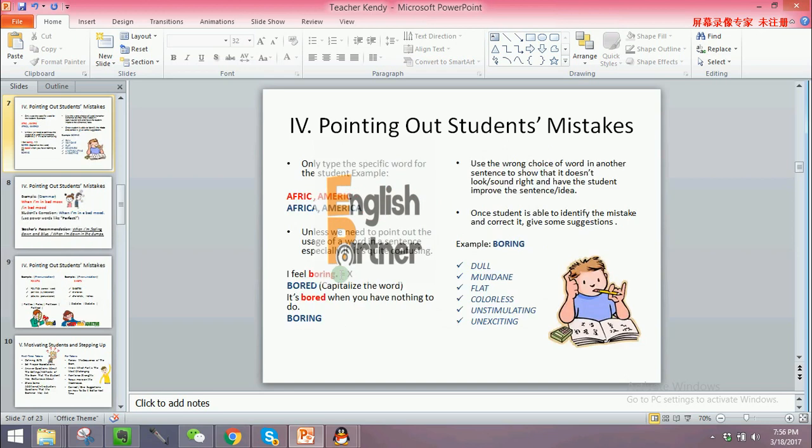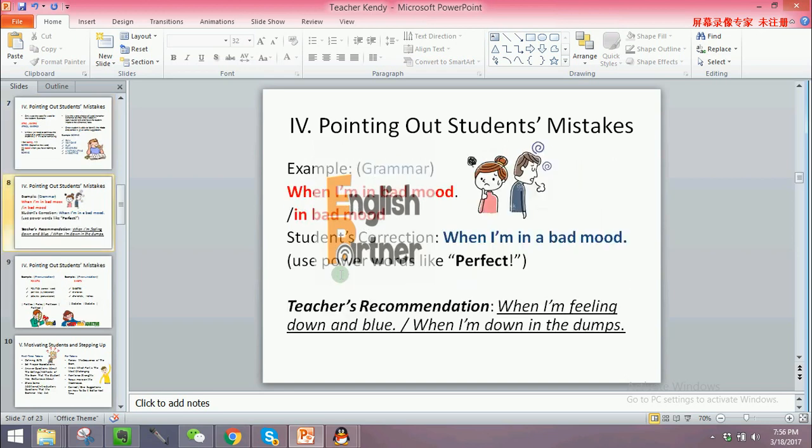When I point out their grammar mistakes, another grammar mistake example is this. The student says, when I'm in bad mood. So I can type either that short sentence, or I can simply just say, in bad mood. Yeah, it's either way. So I type it for the student and ask the student what seems to be wrong with it and how to correct it.